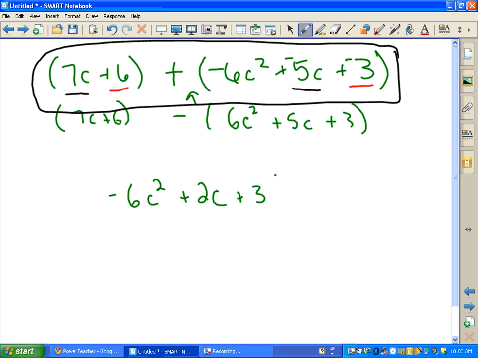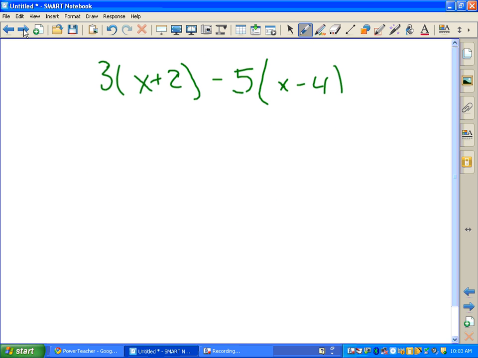And again, always just double check at the end, make sure you did put it in standard form. Squared, first power, no variable. That is standard form, so I'm good. And we got one more where you have to distribute first. This is just like before.